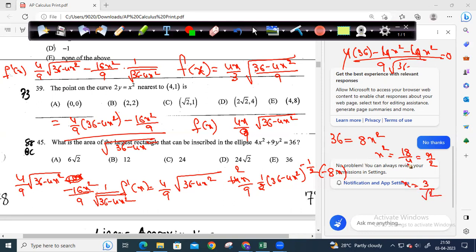No need to find f double dash x here because I definitely got only one critical point. If not, you would find the f dash x value for x less than 3 by root 2 and greater than 3 by root 2. You'll get the largest area only when x is equal to 3 by root 2.